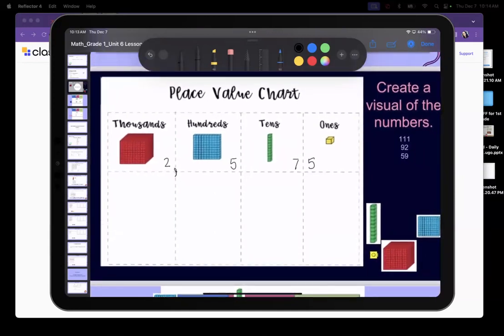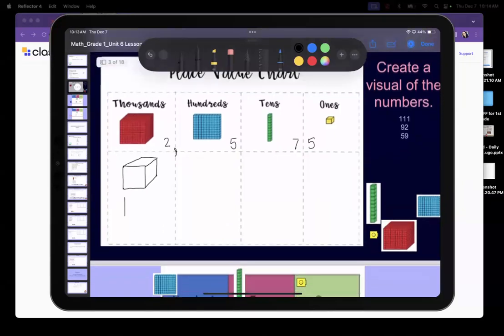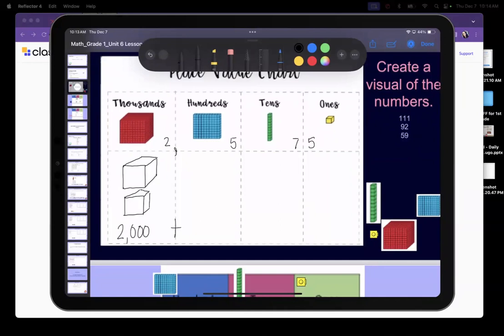In the thousands place, there's just a 2. 2 what? 2,000. So in expanded notation, it would be 2,000. Good job. Okay, so we have 2,000 cubes. Now we need a 2,000 down here. Right. Yep. Good job, Kalia.